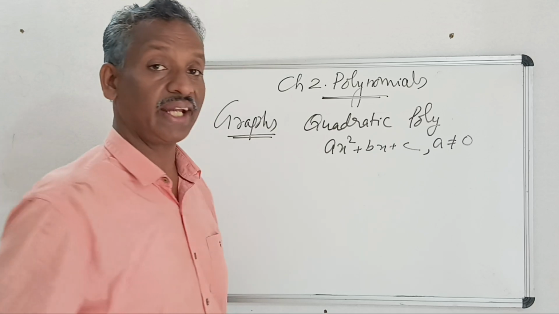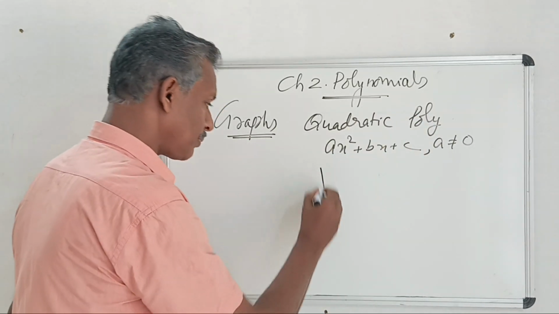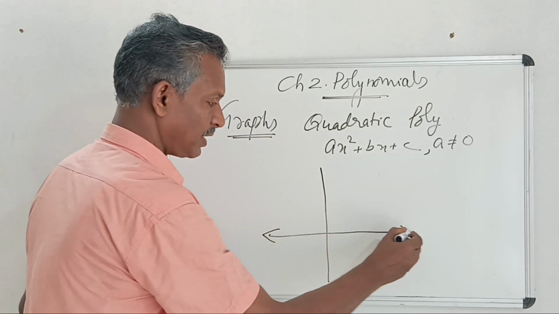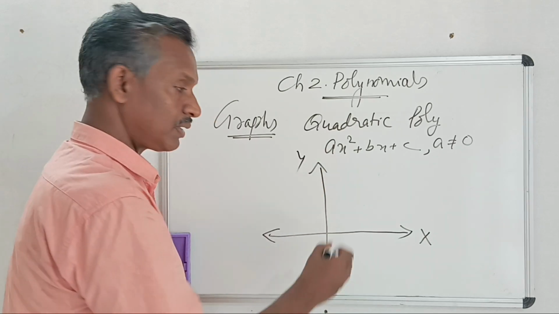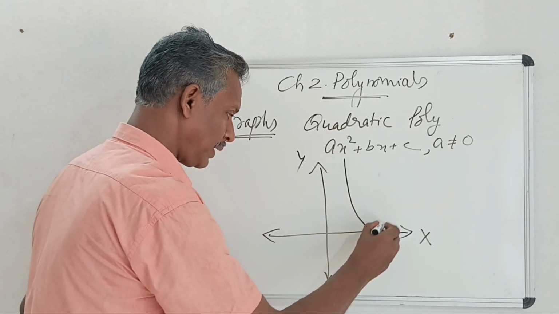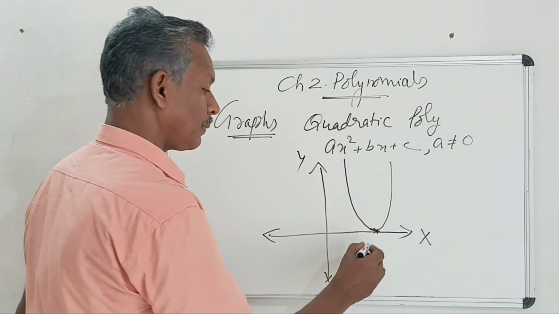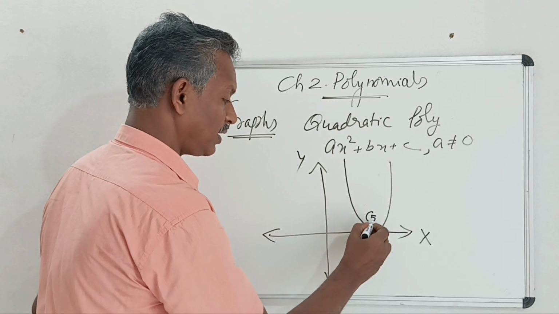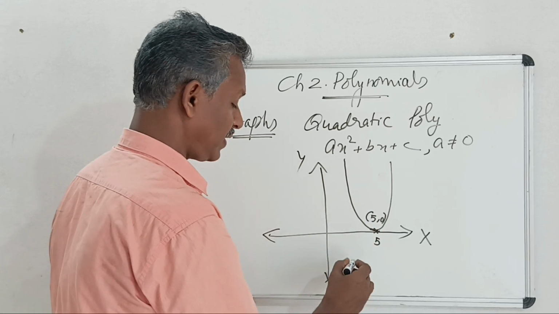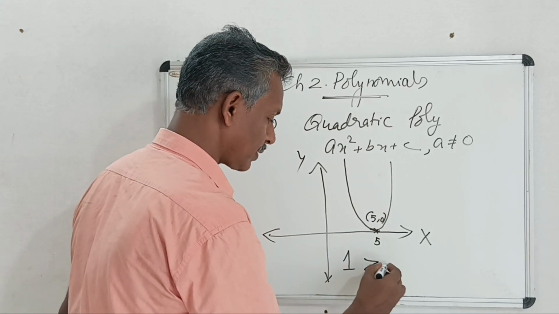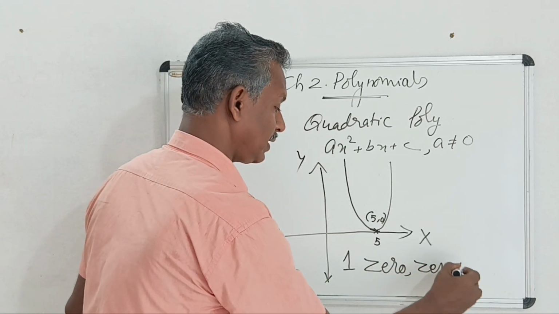Quadratic polynomial, its standard form is ax square plus bx plus c, where a should not be 0. In some of them, the graph is a parabola. This is x-axis and this is y-axis. The parabola may touch the x-axis at one point. May it be 5, then we can write that point is (5, 0). In this instance, we say it has 1 zero. Then what is the value of zero? Zero is 5.